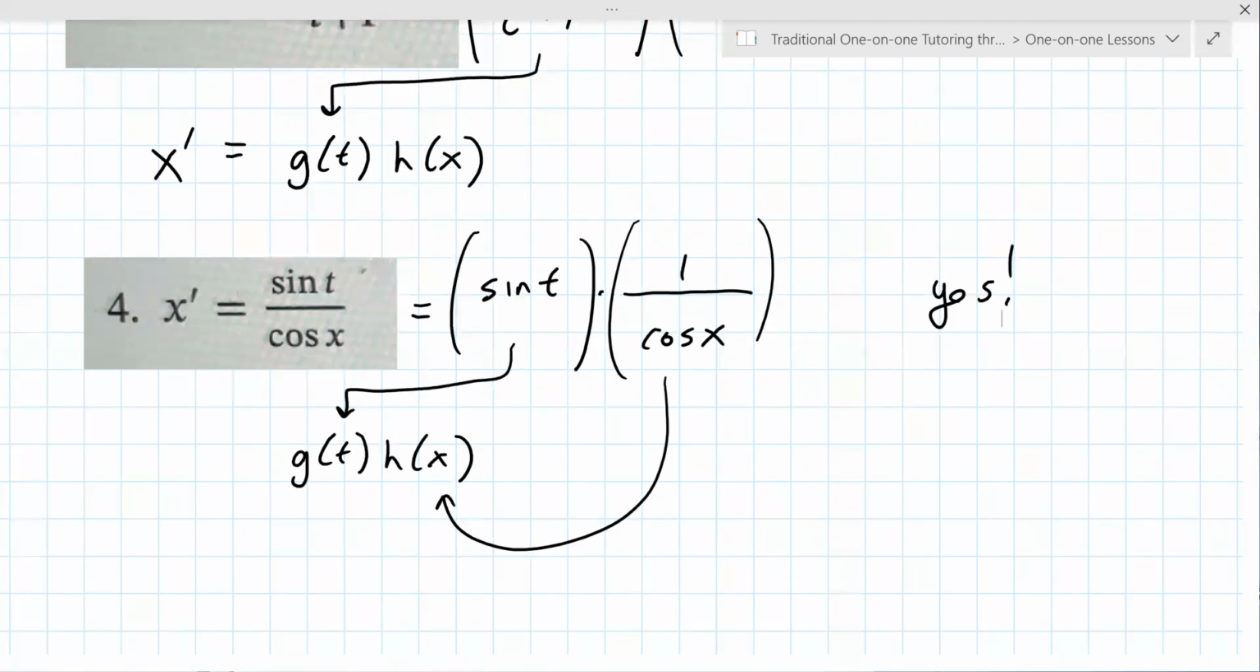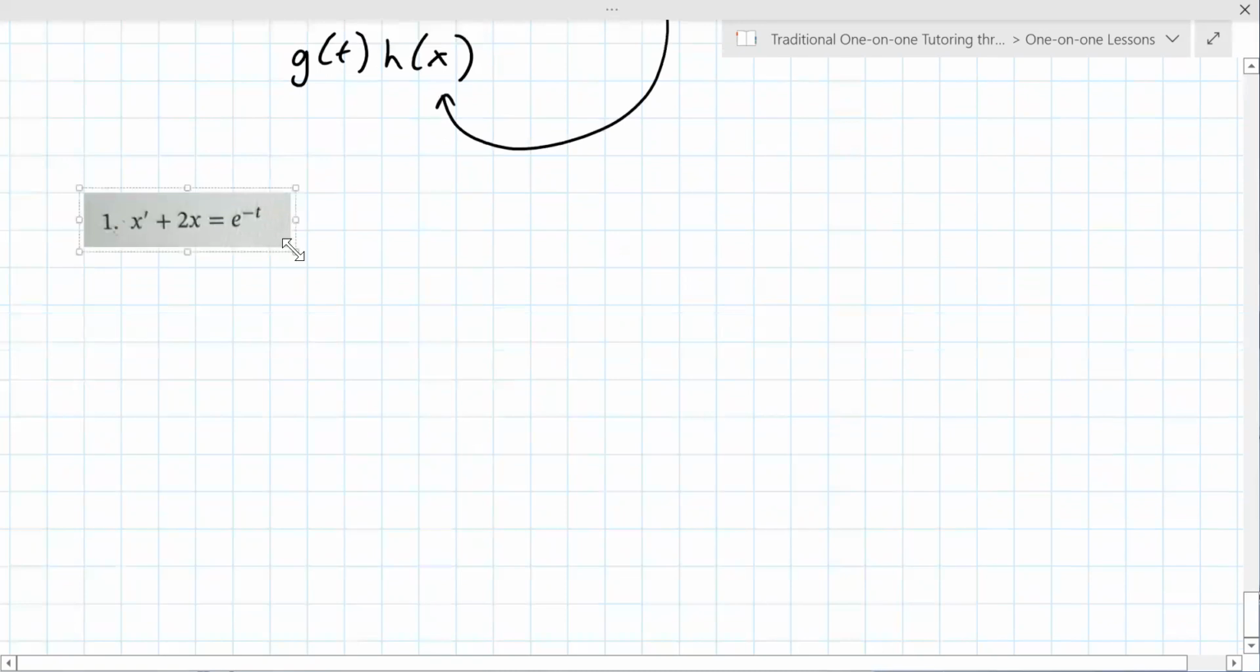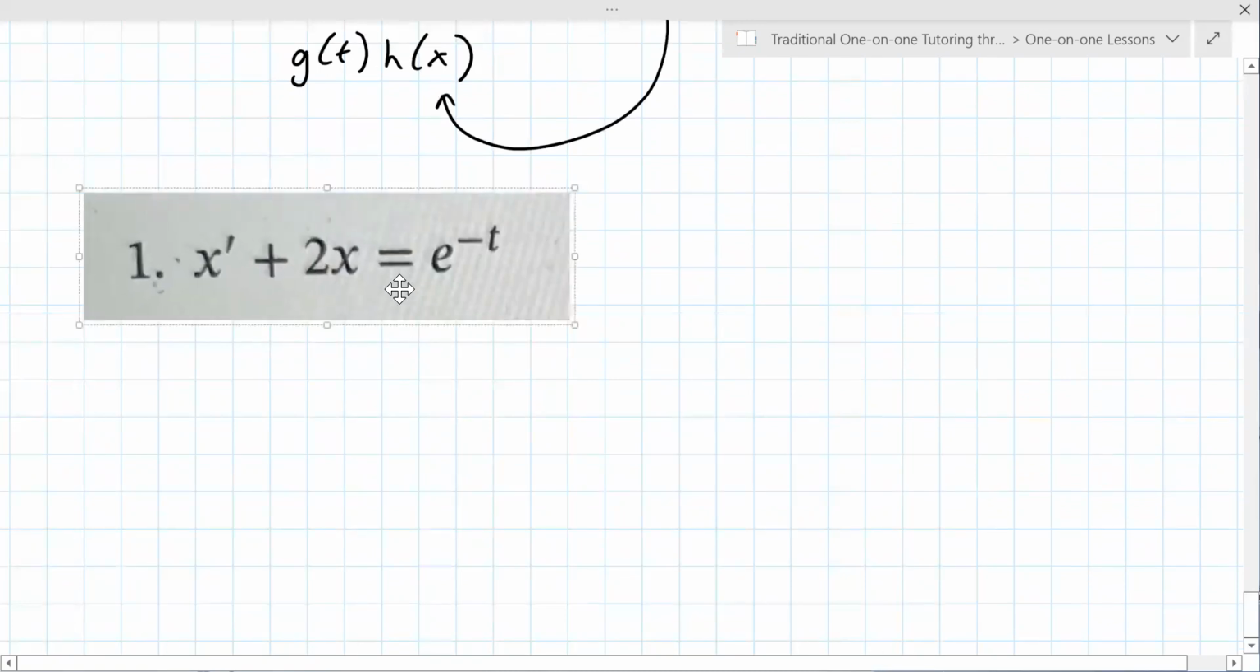Number 1 is the exception here. Oh, it's not separable. That's why I was trying not to do it first, because it was so unclear. So if you subtract the 2x from both sides, which is what you're supposed to do, you get x prime equals e to the minus t minus 2x.